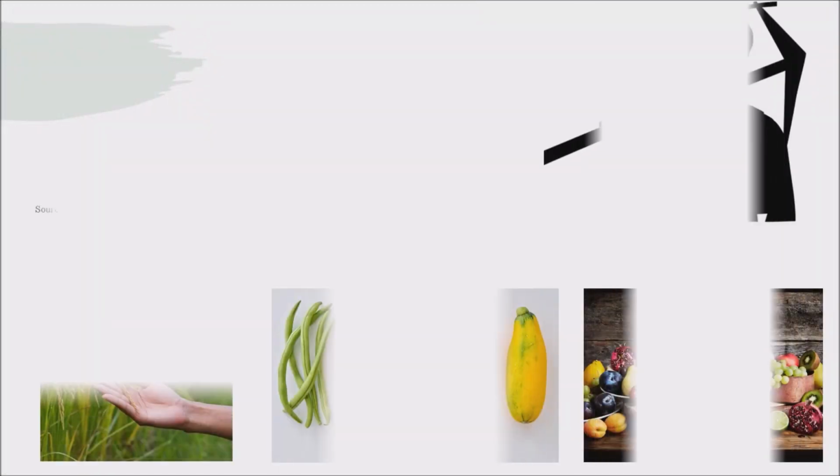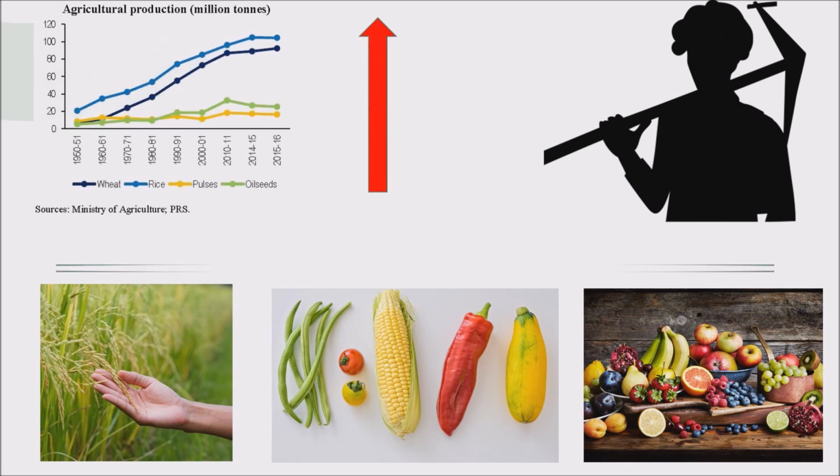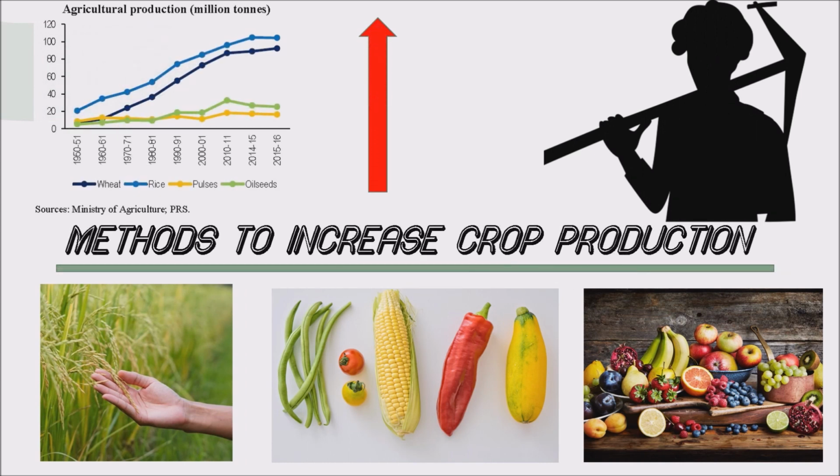Children, our country's population has been increasing drastically day by day. Accordingly, the necessity of food is also increased. To satisfy the necessity of food for a larger population, we have to take certain steps by which food production should be increased and spoilage of food should be minimized. So, our today's topic is about the methods of crop production to increase the yield and decrease the spoilage of food.